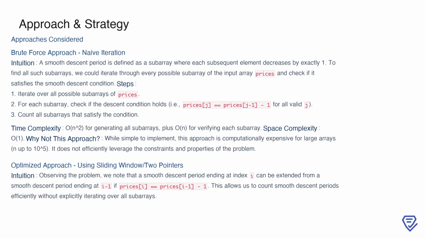While this approach is simple to implement, it is highly inefficient for large input sizes. The time complexity is O(n^2) for generating all subarrays, with an additional O(n) cost for verifying each subarray, leading to an overall complexity of O(n^3). This makes the brute force approach impractical for arrays with up to 100,000 elements, as it does not take advantage of the problem's constraints or properties. Instead, we need a strategy that is more computationally efficient.